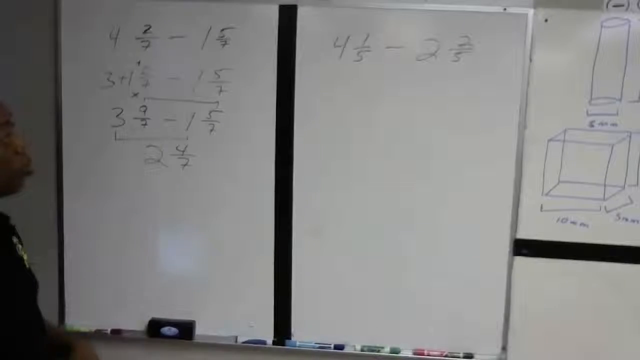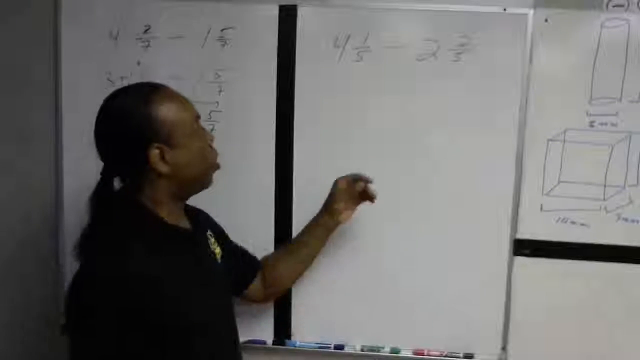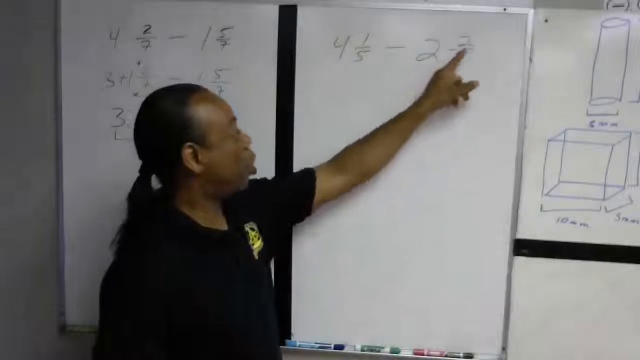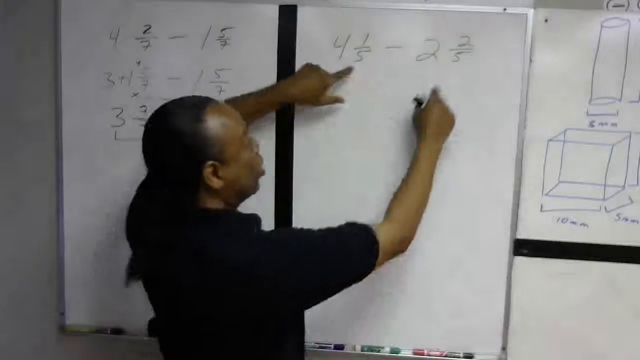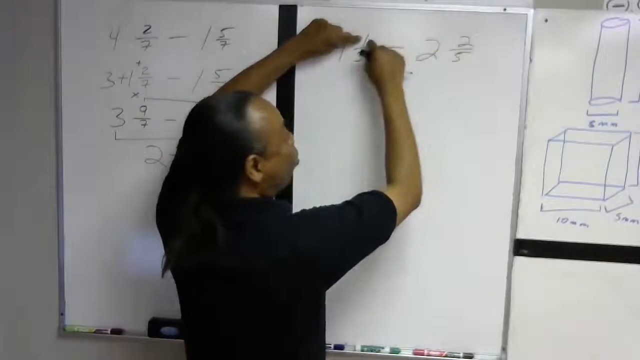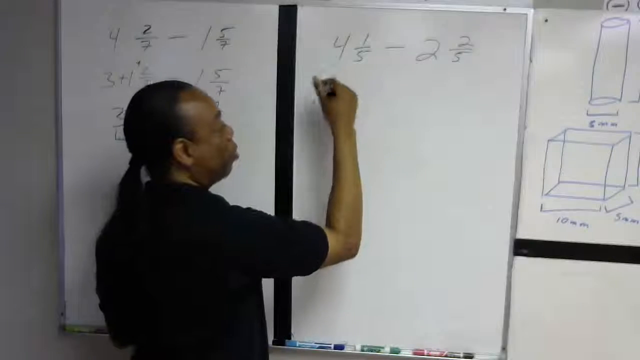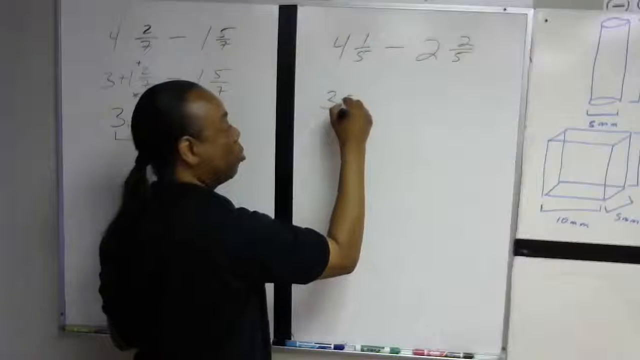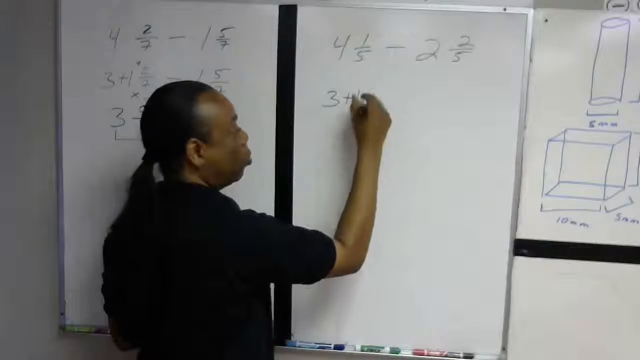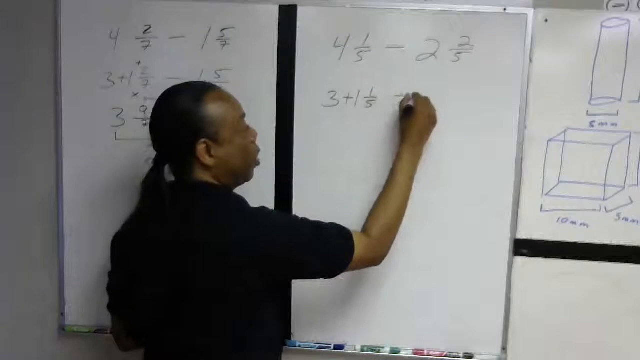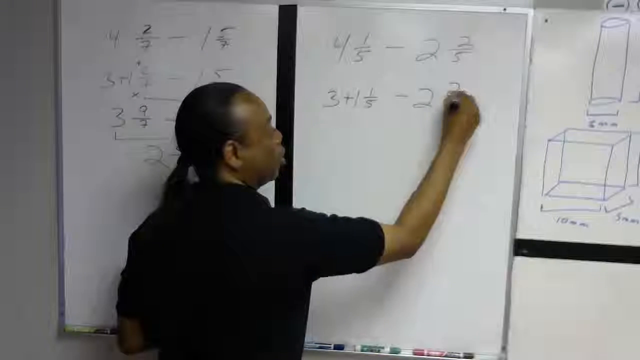Okay. Let's take a look at this problem. We want to subtract these two mixed numbers. But we cannot take 2 from 1. 1 is too small, so we need to borrow. We're going to borrow 1 from the 4, so it's going to become a 3 plus 1. There's the 1 we just borrowed next to the 1/5 minus 2 and 2/5.